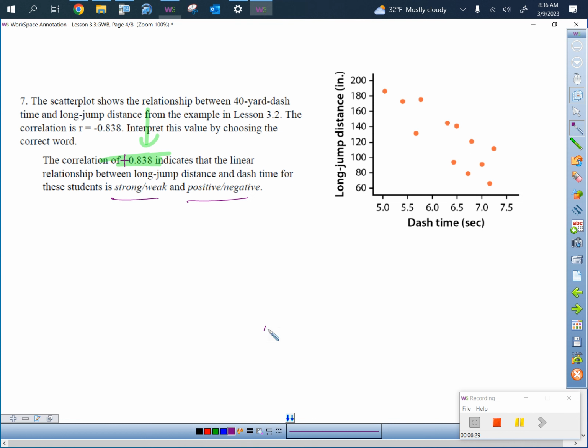Is 0.8 on the number line closer to 0 or closer to 1? Here's 0.5, guys. Is 0.8 closer to 0 or closer to 1? It's very much closer to 1. Strong or weak? Strong. Positive or negative? You should never get that wrong when they have the symbol in front of it. Is this positive or negative? Thank you.